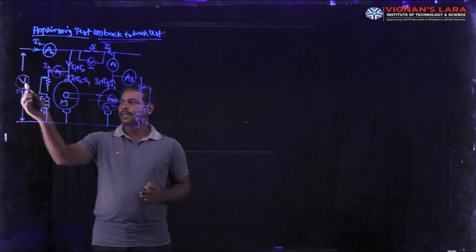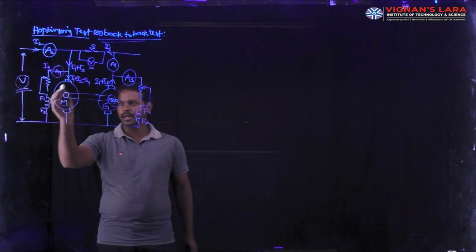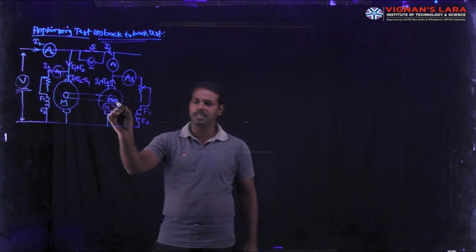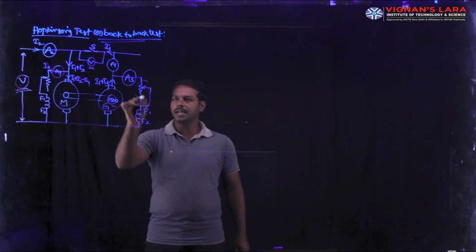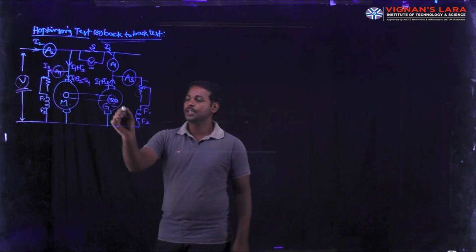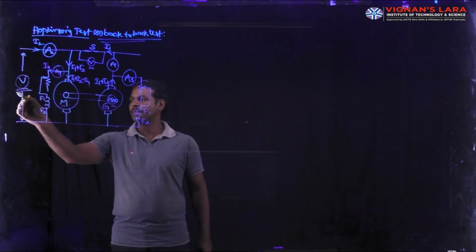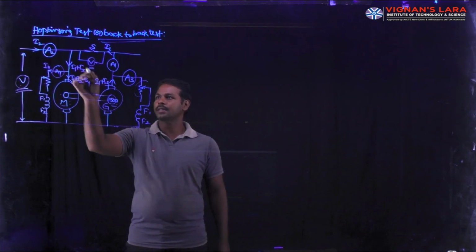Initially, supply voltage and current are given to the motor, which runs at 1500 RPM. The shaft of the motor is directly coupled to the generator, which also generates a voltage. By varying the field rheostat of the generator, the generated voltage is matched with the supply voltage. Then only the voltmeter reads 0.